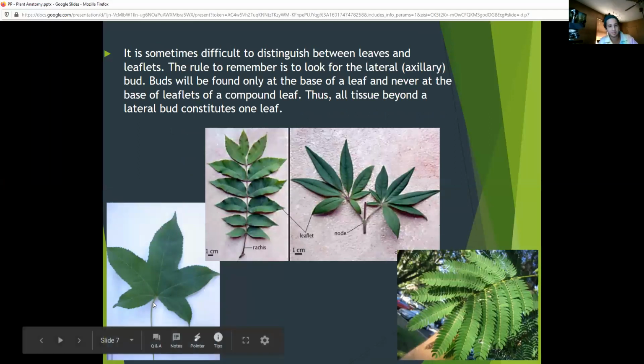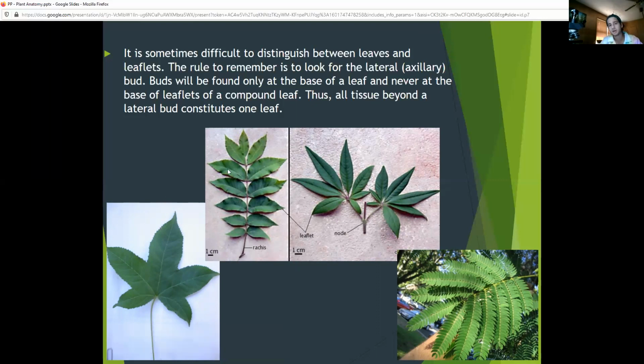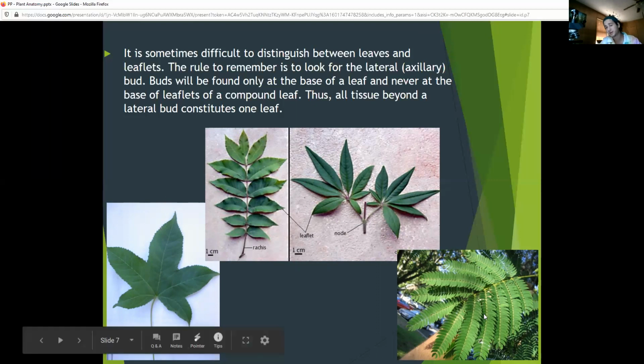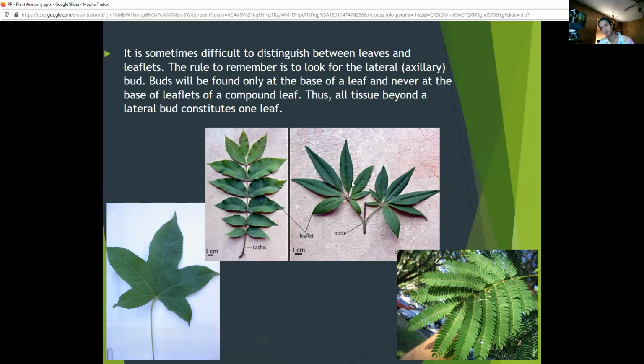So here we have a sweet gum. This is our simple leaf blade configuration. It is also palmately net veined. Here is a pecan or hickory leaf. This is a pinnately compound leaf. This is a palmately compound leaf. And this is a bipinnately compound leaf. This is probably our silk tree or mimosa. This is potentially a buckeye. Just off the top of my head, I might be wrong on that one.